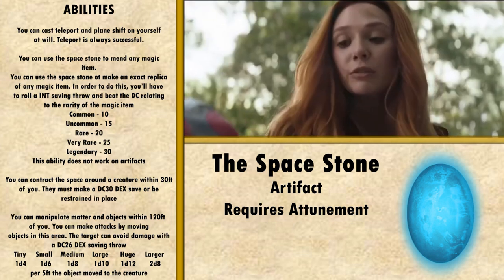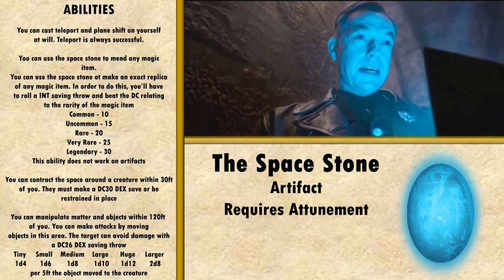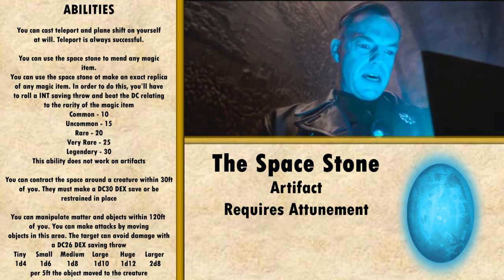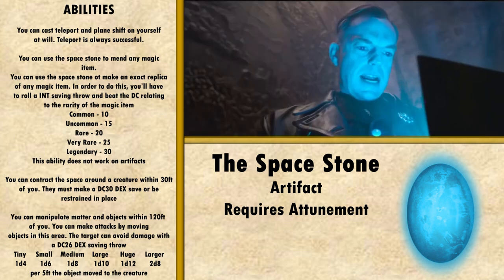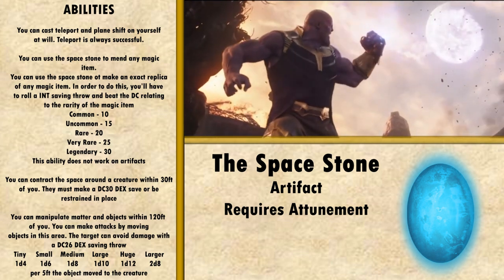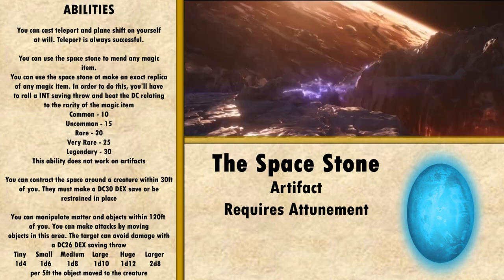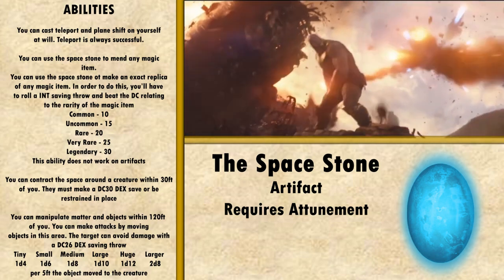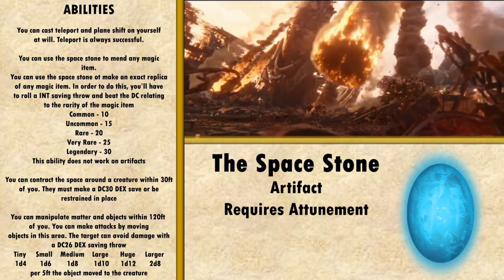Another ability the Space Stone grants you is the ability to contract space around a creature within 30 foot of you. They will need to make a DC 30 dexterity saving throw or be restrained in place. And the final ability that you get when attuned to the Space Stone is the ability to manipulate matter around you. You can pick up and move non-sentient objects within 120 foot of you. If you make this object hit a creature, you can deal bludgeoning damage to that creature. The amount depends on the size, and you can see this in the table below. In order to attune to the Space Stone, you must have a wisdom score of 20 or higher.